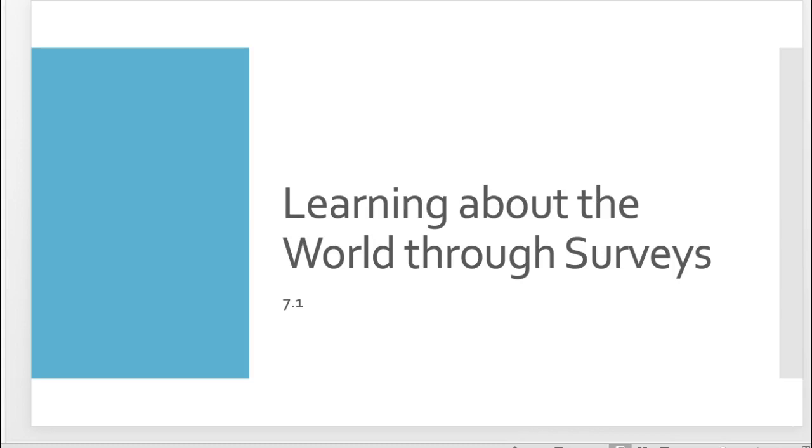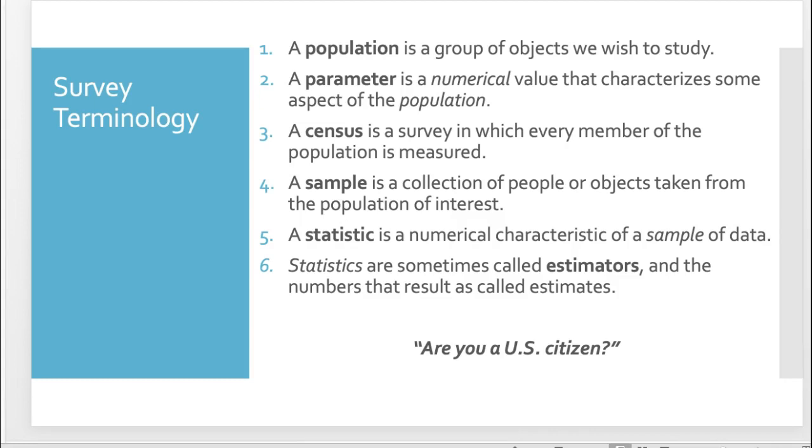7.1 is about learning about the world through surveys. Before we get in there, we have to talk about some survey terminology. The first is a population, and that is a group of objects that we wish to study. Maybe it could be all community college students, and for them I'm looking for maybe the number of hours per week that they work outside of class. So from this population, I'm interested in a specific numerical value, and we call that a parameter.